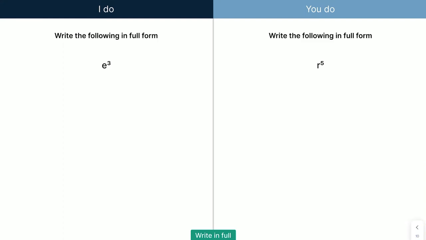So moving on, now we've been asked to write in full form. So to write this in full form, that would just be e times e times e. And again, hopefully you've pressed pause and had a go at this example. So that just will be 5 lots of r.